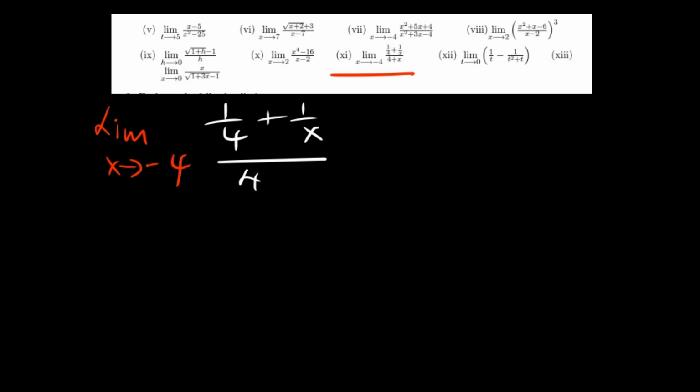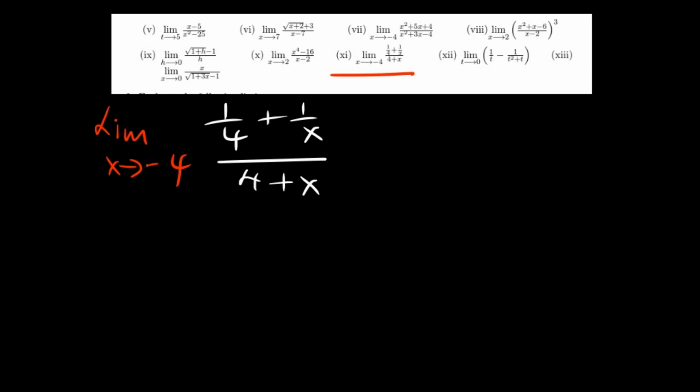So we're now on question number 11. You have the limit as x approaches -4 of (1 over 4 plus 1 over x) over (4 plus x). So how do you handle this one?